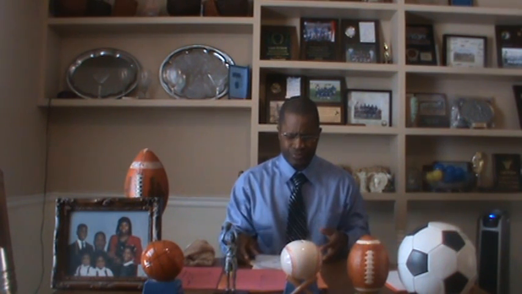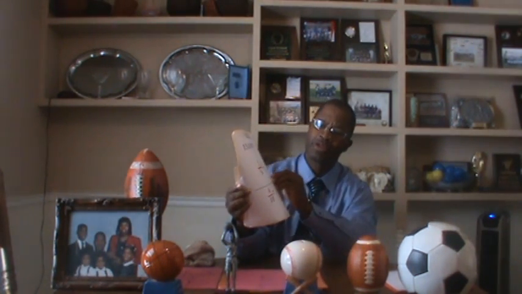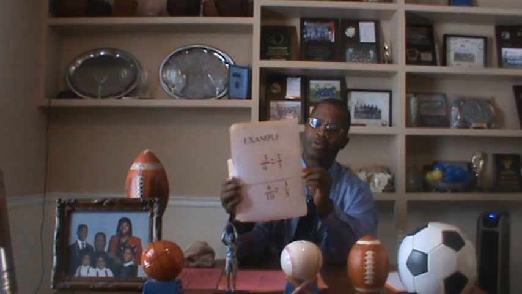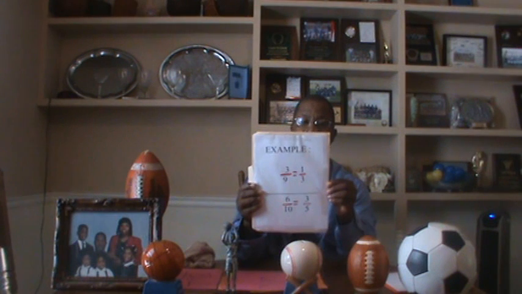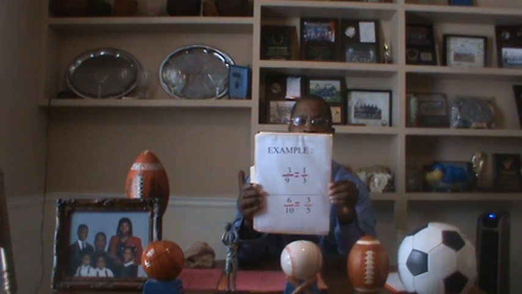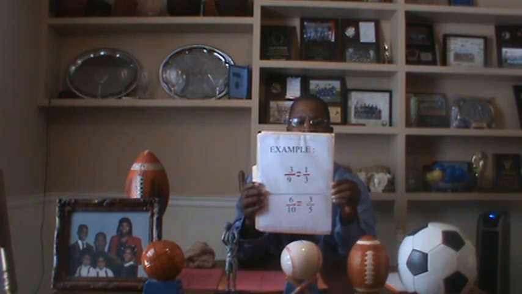Okay? Now, reduce a fraction to its lowest terms, or simplify. I'm going to give you an example. The example I have in front of me is 3/9 reduced to lowest terms. 3/9 when reduced to its lowest terms is 1/3. How did I get that answer? 3 going into 3 one time, 3 going into 9 3 times. So the answer is 1/3.